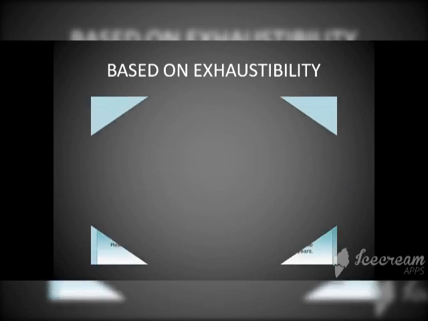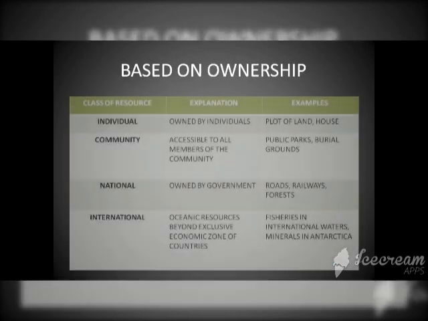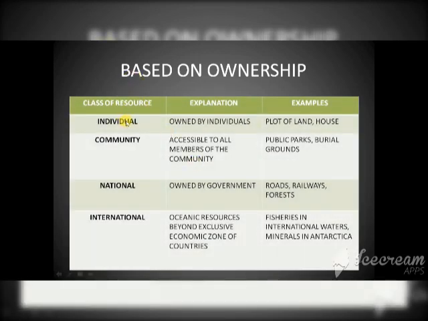Next, based on exhaustibility, we have two types of resources, renewable and non-renewable. Renewable resources are those which can be renewed or reproduced by physical, chemical or mechanical processes, and examples we have already given, the solar, air, etc. These resources can be replaced within 100 years. And non-renewable resources are those which, once used, cannot be renewed again, not within 100 years. So they are referred to as non-renewable resources, for example, fossil fuels. Next, based on ownership, we have four classes of resources: individual, community, national, international.